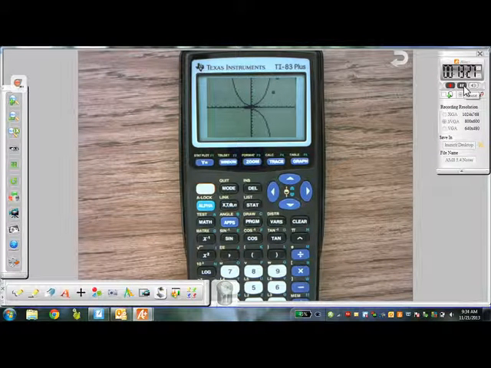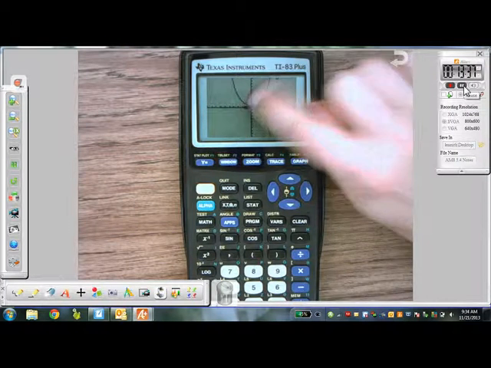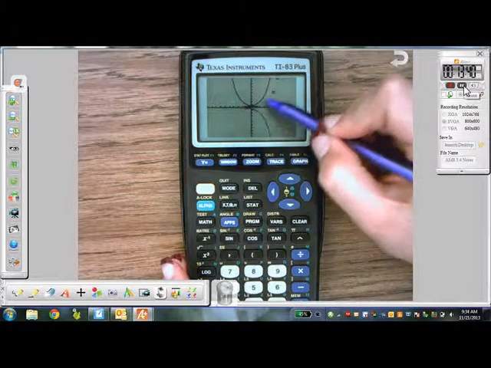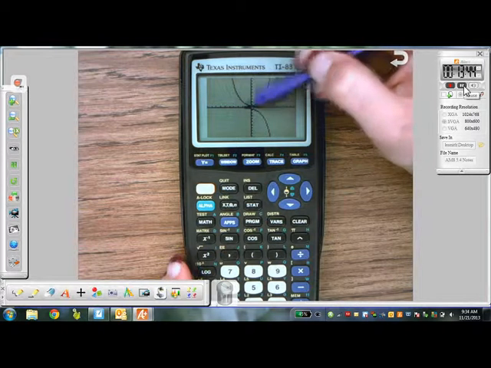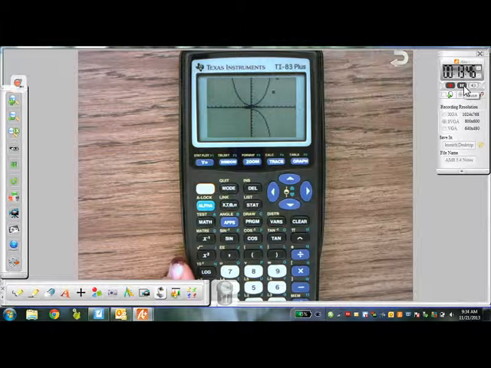What happened? It's reflected, but which way? Vertical, right, over the y-axis. So remember, this guy is our basic function, and this is the one we just graphed. So what happened? It flipped the other way, right? So let's graph that.